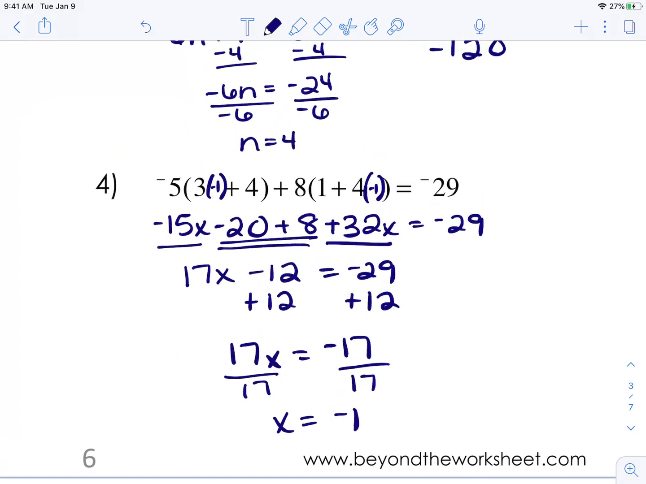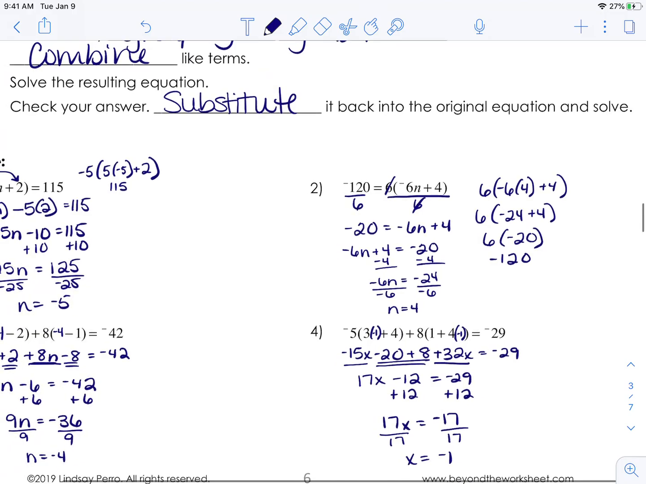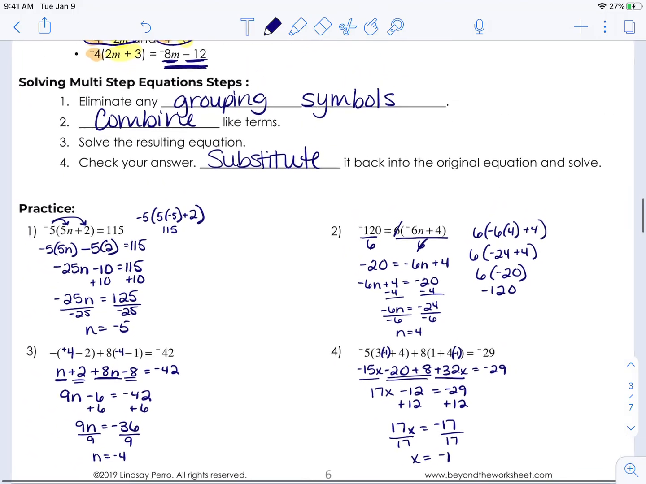So that was your quick review on solving multi-step equations.